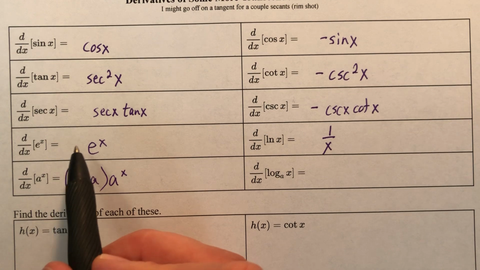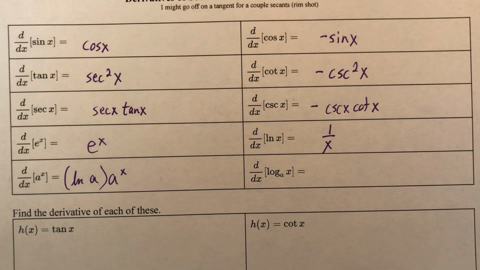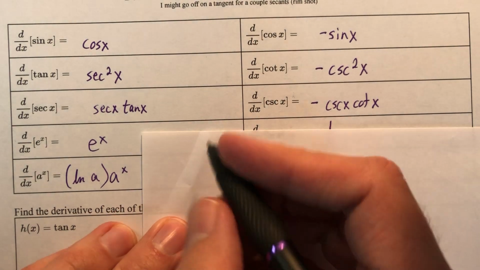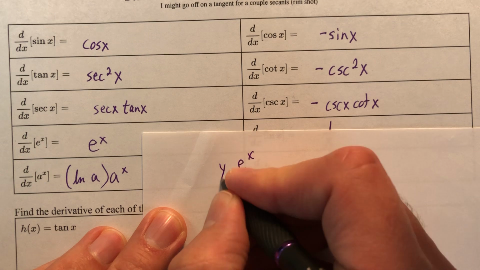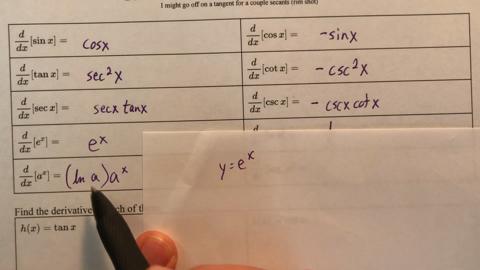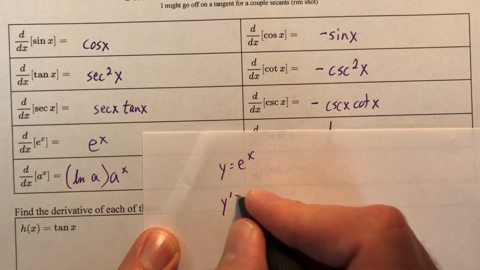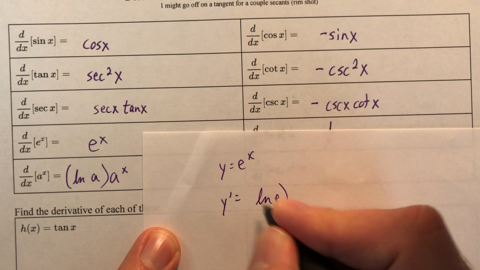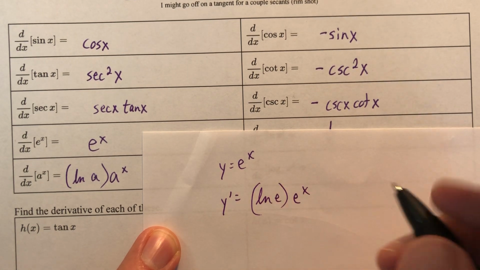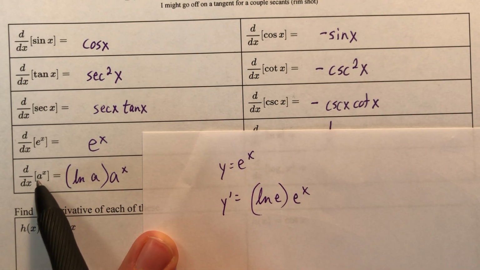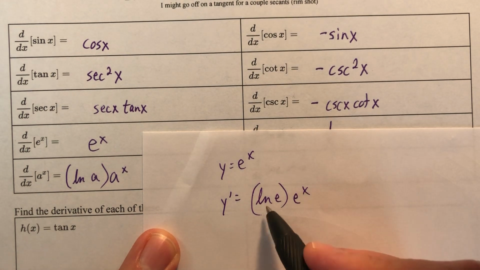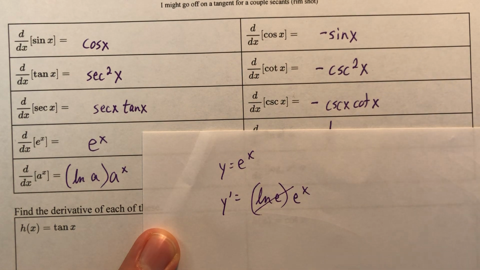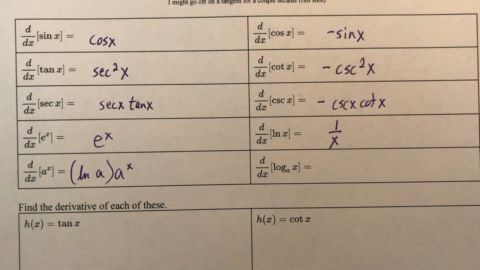It actually works here as well. Check this out. This is kind of neat. Watch it. If I had the derivative of e to the x, I said y was e to the x, but if I follow this rule instead, then y prime would be the natural log of e times e to the x. So in this case, if a was equal to the constant e, I could do this, and then natural log of e is just 1, so I'm left with e to the x. Isn't that cute? Isn't it lovely?